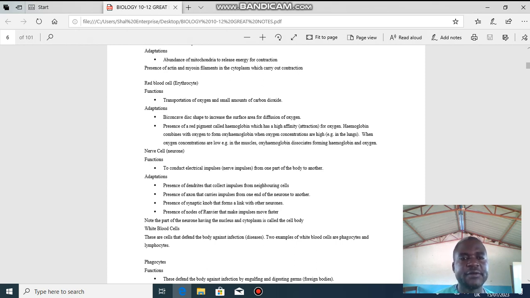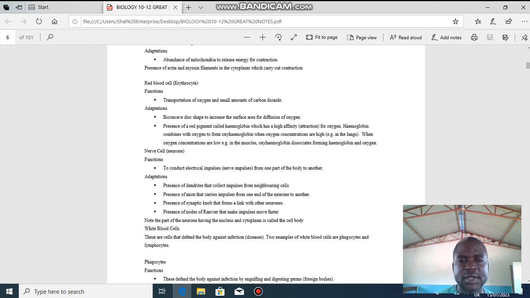Adaptation: what features make it carry out this transportation of these gases? One, a concave disc shape to increase the surface area for diffusion of oxygen. Then the presence of a red pigment called hemoglobin, which has a high affinity for oxygen. Hemoglobin combines with oxygen to form oxyhemoglobin when oxygen is high in concentration in the lungs.